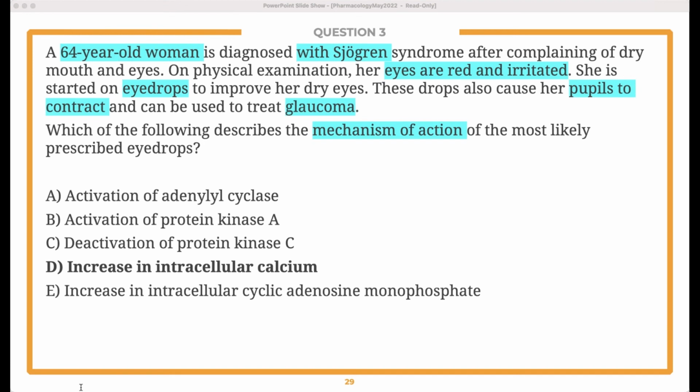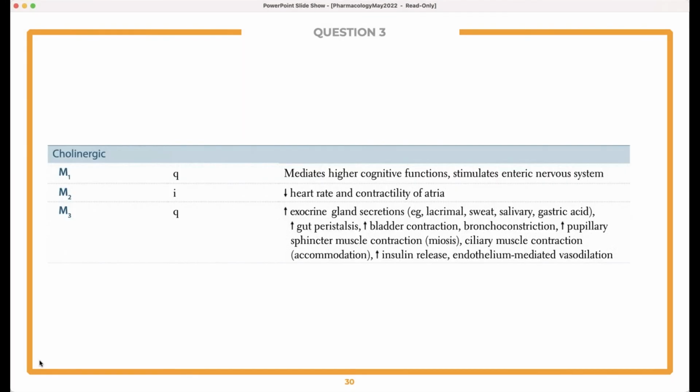And pilocarpine works on the muscarinic type 3 receptor. If you go to the next slide, please, Jeff, we have a nice little chart here from First Aid. The M3 receptor will increase your secretions, your exocrine gland secretions. It'll increase gut peristalsis. It'll increase bladder contraction leading to urination. It'll increase bronchoconstriction, making it harder for you to breathe. It'll cause miosis. It'll cause increased insulin release as well. It increases your ciliary muscle contraction, and that causes accommodation. So that's the category of drug they're referring to, and the drug they're referring to specifically is pilocarpine.